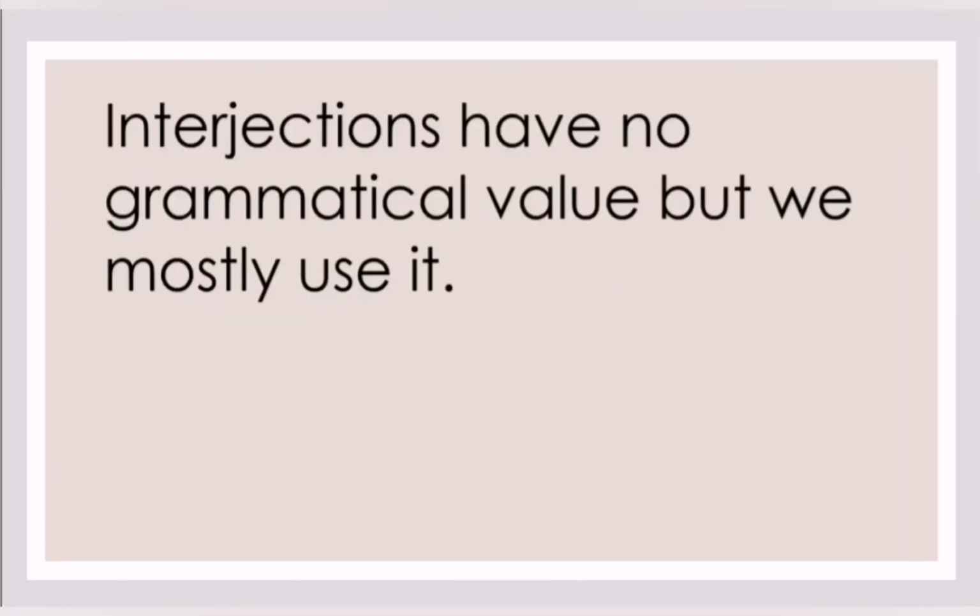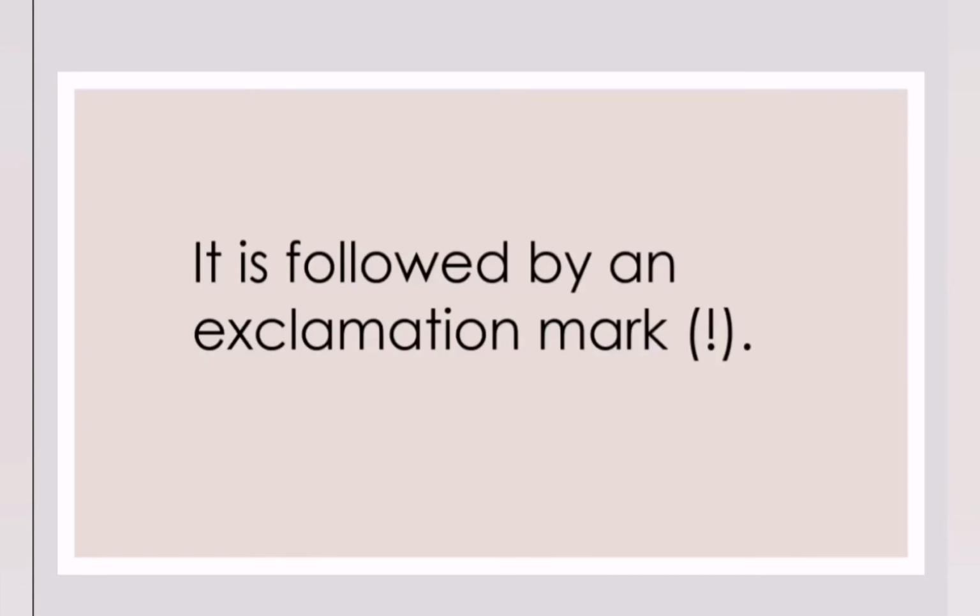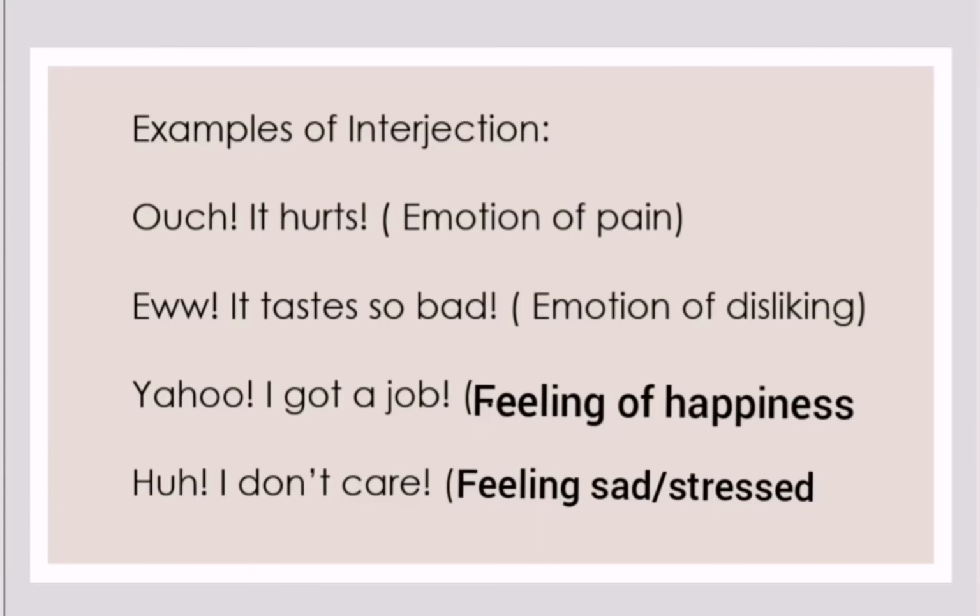Interjections have no grammatical value, but we mostly use them. They are followed by an exclamation mark. Exclamation mark is the punctuation mark that follows an interjection. For example, ouch, it hurts. It's an emotion of pain. Ew, it tastes so bad.